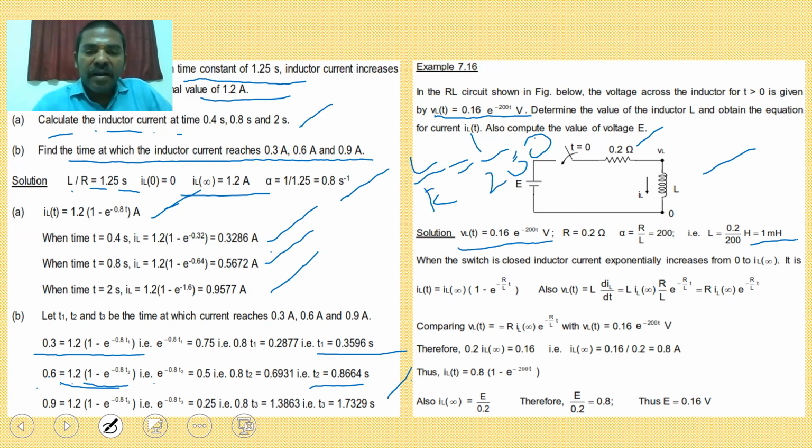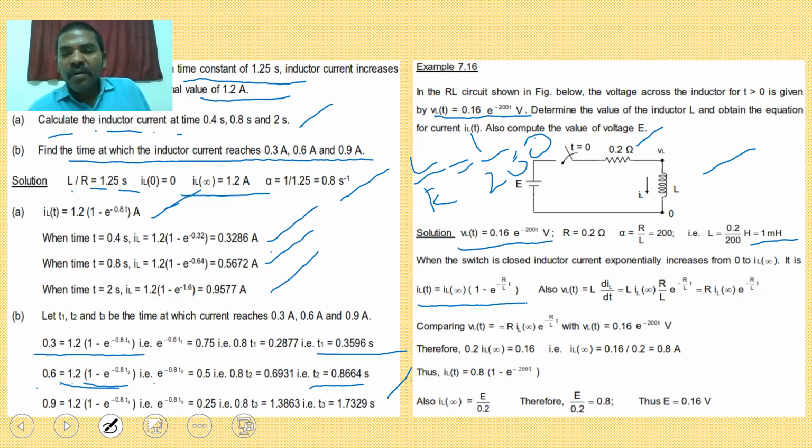Then the inductor current, that is the case you have to consider with respect to the final value. Because the voltage drop across the inductor is given as 0.16 e power minus 200t, it means the switch has been closed for a long time. Okay, so the inductor current IL of t is equal to IL of infinity into 1 minus e power minus t by tau.